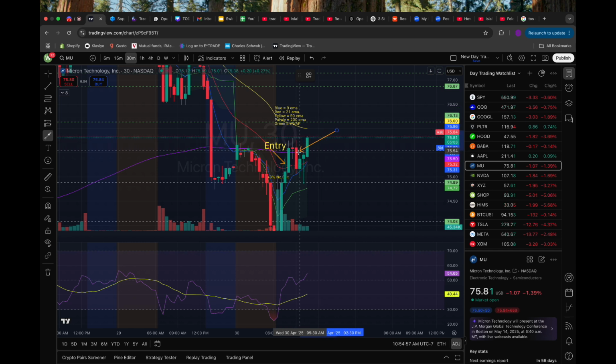And I added right around, like, right when it was right under, no, it was right above the EMA. It was like right here. Okay. So I added to my position.